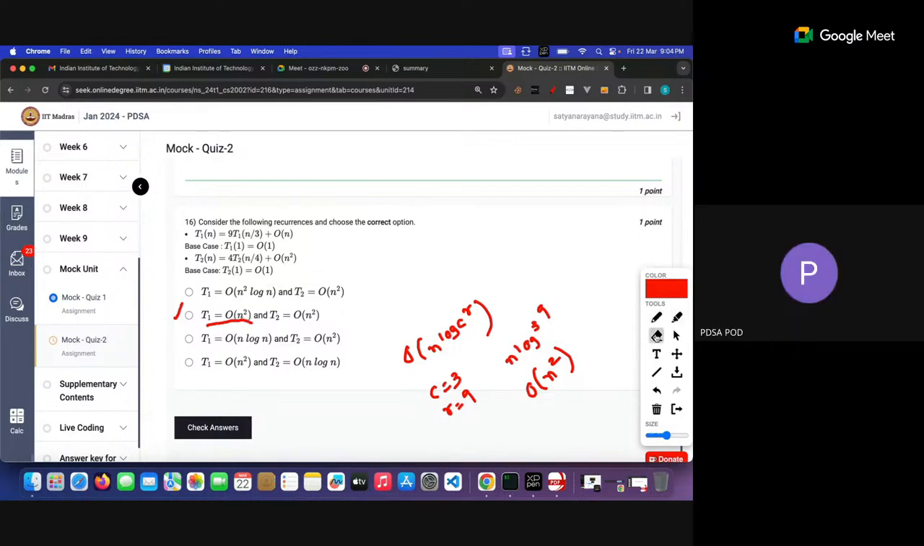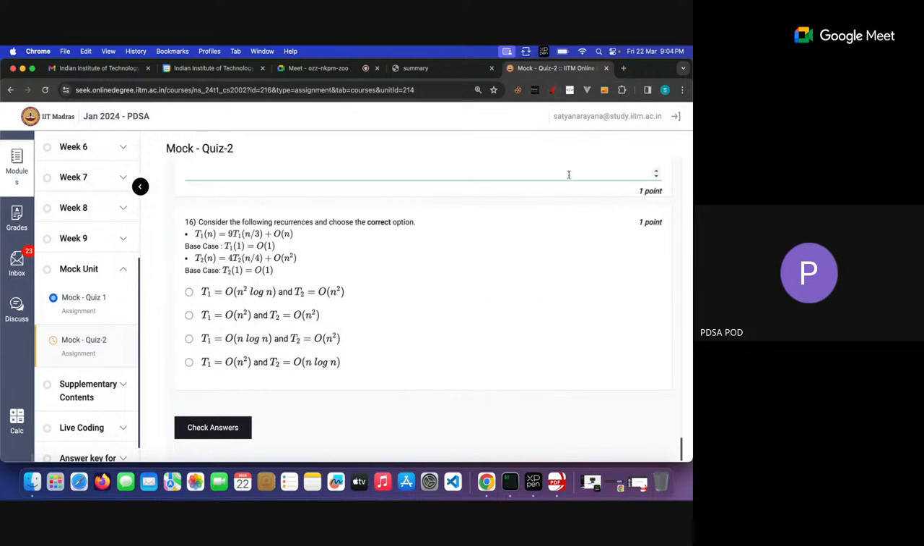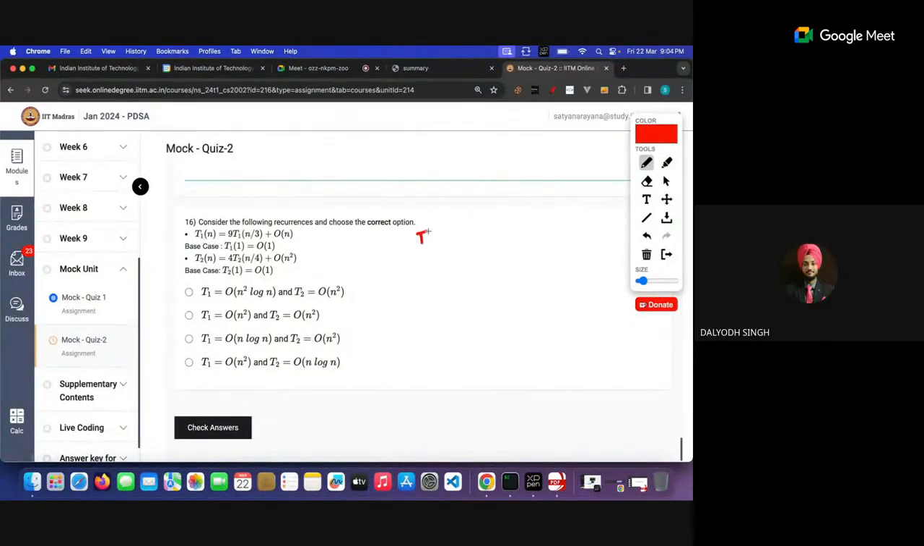Now let us see the second one, whether it is increasing or decreasing or going to be equal. We erase this and use the second expression, which is 4 times T of n by 4. The expression is simple: it is 4 times, and each is T of n by 4.